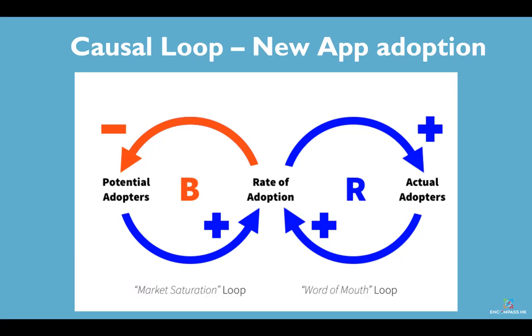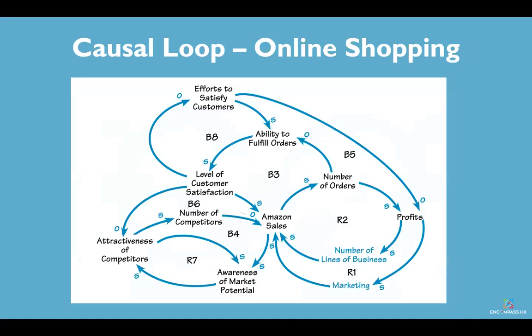However, there's also another problem, because when more people install the app, there are fewer people left to talk to. Fewer people will download the app because they have already installed it. So the growth rate starts to slow down. So an equilibrium is achieved between this reinforcing and balancing loop. Now if we look at a business example, this is an example of Amazon sales.